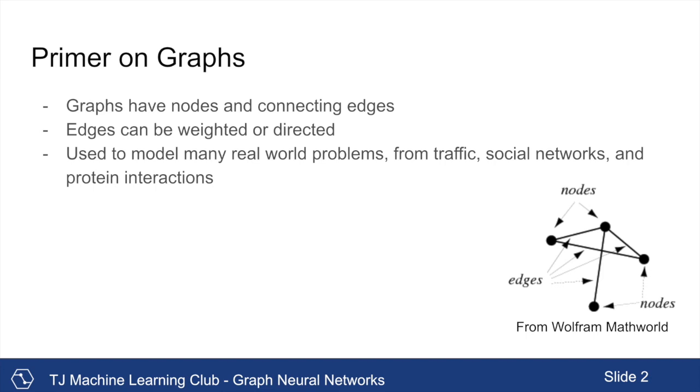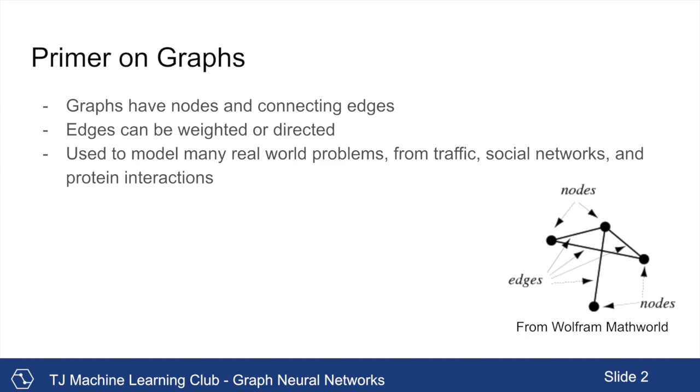Graphs are basically a collection of nodes and edges, and these nodes and edges can represent a whole range of different information. They can be about roads on a highway system. They can be about social networks, where each node is like a person. They can be used to model protein interactions in the body, where each node would be a protein and each edge would be some sort of interaction between proteins.